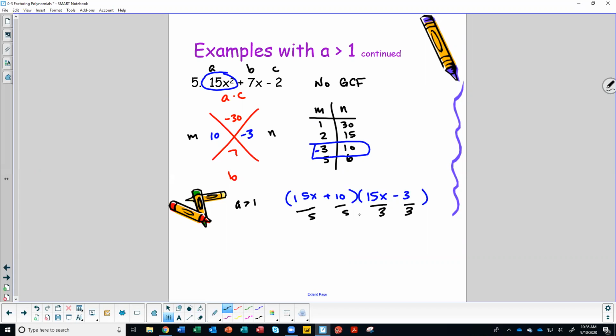So here it's this parenthesis will get divided by 5, and so my answer would be 3x plus 2 for the first factor. Second factor, 15 divided by 3 is 5, and 3 divided by 3 is 1. This would be my answer right here.